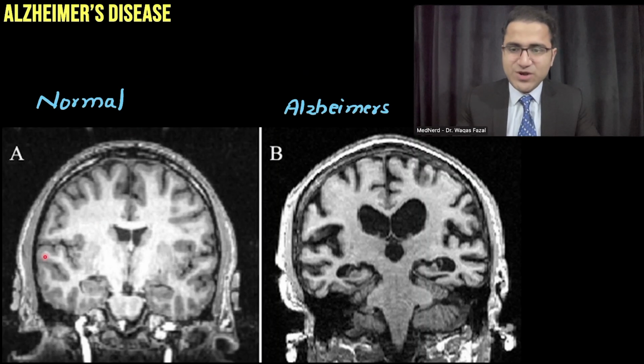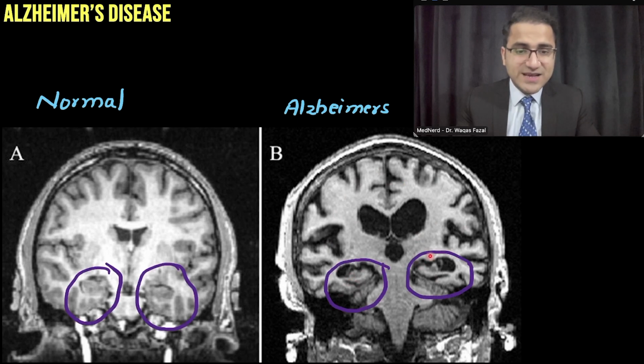Now this is a picture showing a normal brain, and this is a picture showing an Alzheimer's disease patient. Look at the atrophy of the brain in Alzheimer's disease. Look at this area. This area is the hippocampal area. Look at the normal healthy hippocampus and compare it with the atrophied hippocampus in this patient. And the hippocampus is involved in short-term memory, therefore these patients experience short-term memory loss.